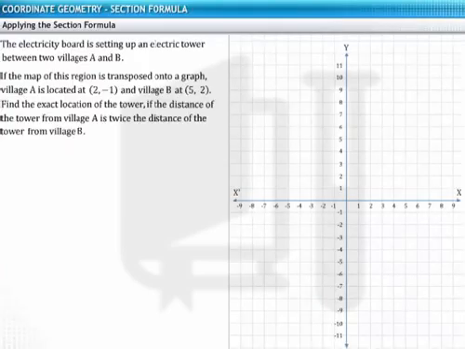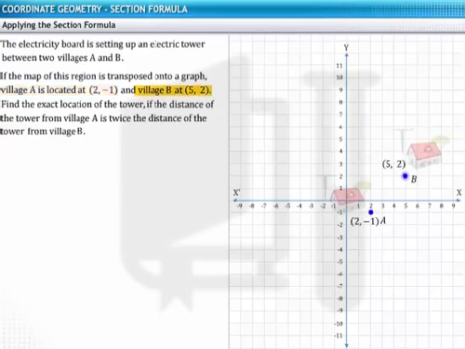By applying the section formula obtained, you can now determine the exact location of the electric tower. Let's review the problem again. The village A is located at 2, -1 and village B at 5, 2. The distance of the tower from village A is twice the distance of the tower from village B. If the map of this region is transposed onto a graph, find the exact location of the tower.